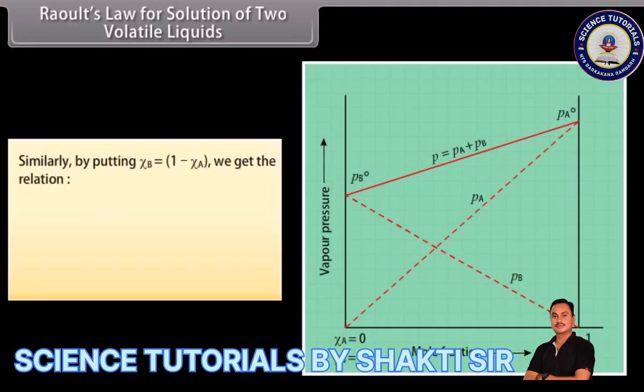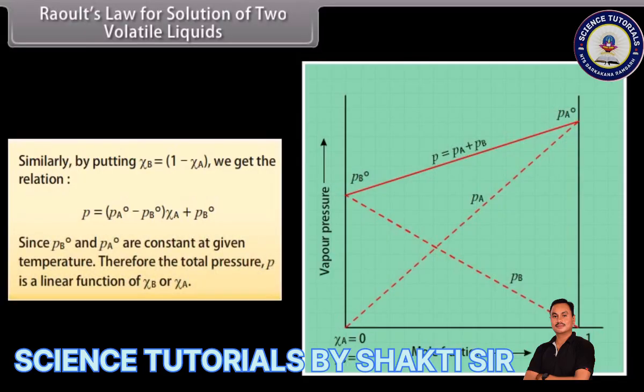Similarly, by putting XB is equal to 1 minus XA, we get the relation P is equal to (PA naught minus PB naught) multiplied by XA plus PB naught. Since PB naught and PA naught are constant at given temperature, therefore, the total pressure P is a linear function of XB or XA.